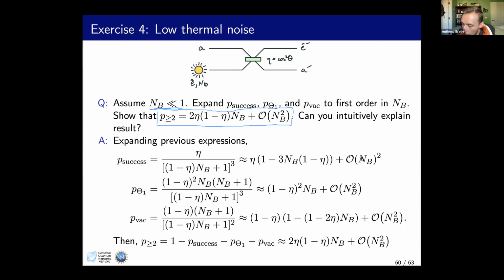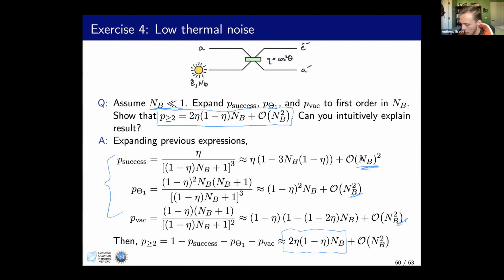So you can go through all of these little derivations. You just use Taylor series to expand these different things to second order in the number of photons. And then what you can find at the end of the day is that this 2-photon event has this probability.